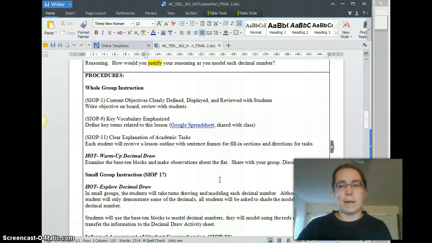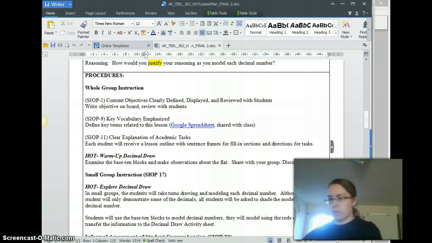As a warm-up activity, we actually looked at the base 10 blocks. First, we looked at the flat, which is the 10 by 10 square. We worked together to determine that the flat was equal to 1.00, which is the whole number 1, and anything that was less than the whole number 1 could be represented by shading in the model on their decimal draw activity sheet, which is here.